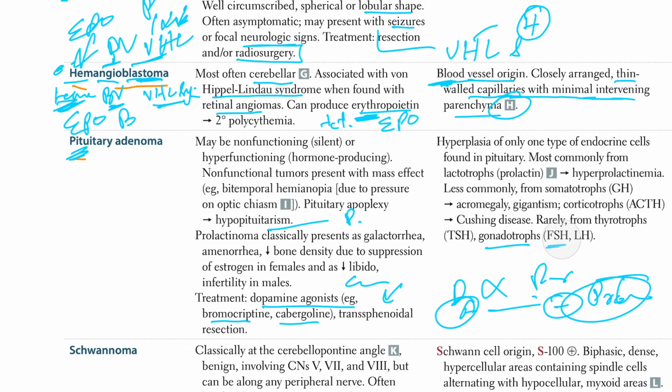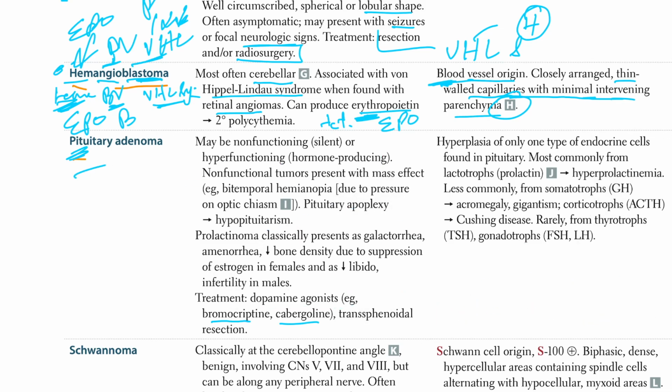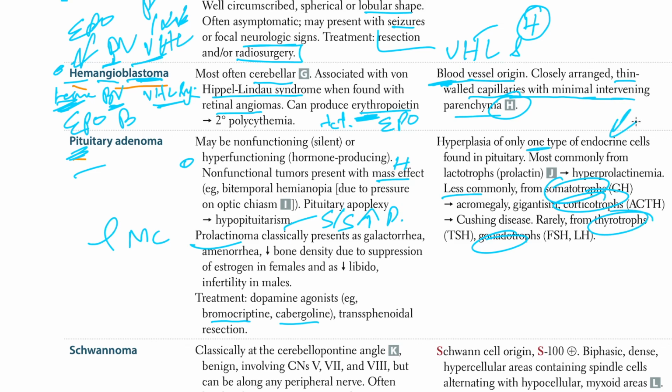So, just to recall, the whole important thing in this one is it's a non-functional mass effect headache. Functional, most common is prolactinoma, which is going to give you signs and symptoms of increase in prolactin. Less commonly, it can be somatotropes, corticotropes, gonadotropes, or thyrotropes, any one type of the endocrine cells coming from the pituitary.